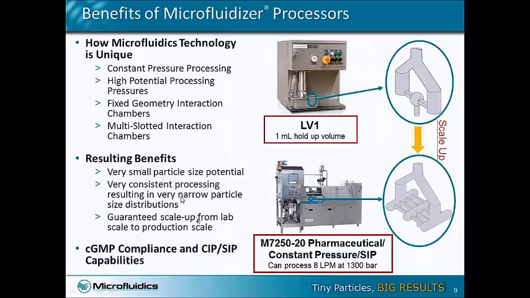A quick example shown here is the LV1 Microfluidizer, which is our lab unit that can handle the smallest sample size, as small as 1 milliliter. You can develop all your formulation and process conditions with this unit, and when you scale up, you can scale up directly to a production scale Microfluidizer. In this case, this is an M7250-20 CP machine. This machine is capable of delivering a flow rate of up to 8 liters per minute at 1,300 bars.